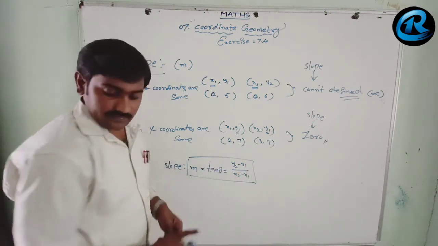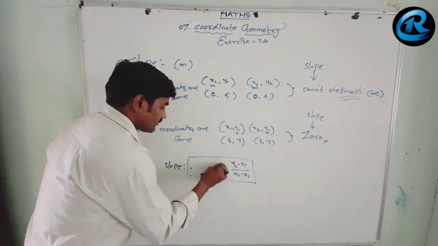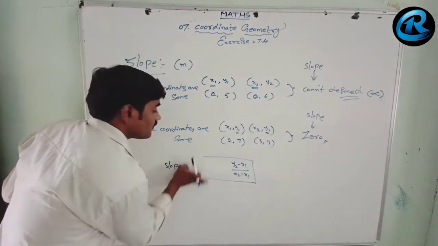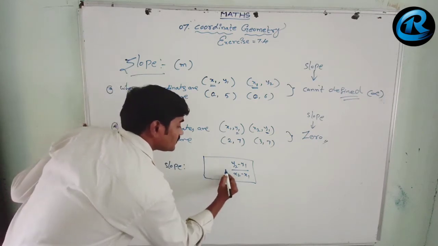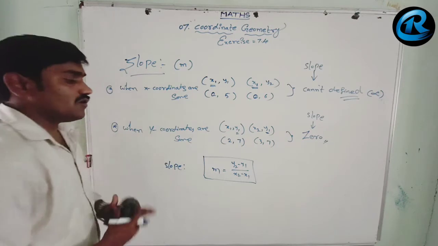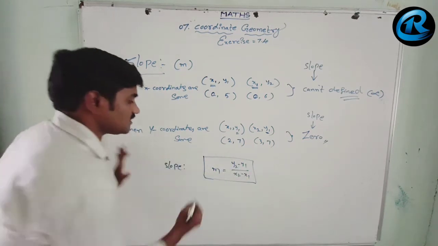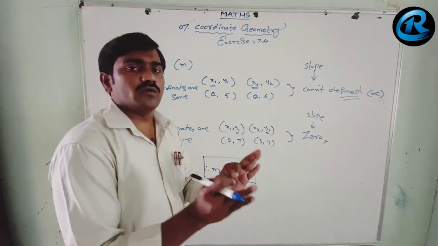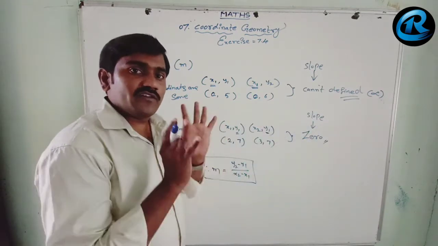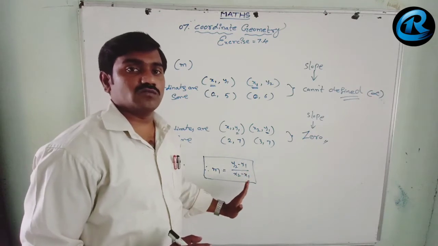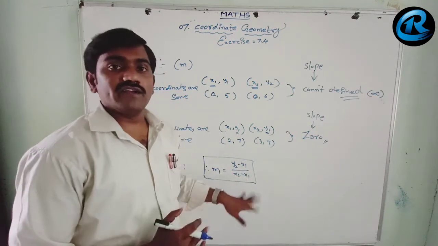Why this tan theta, sir? Don't memorize this, I will tell you there are two situations here. Slope formula is only y2 minus y1 by x2 minus x1. M equal to y2 minus y1 by x2 minus x1. This we use if they ask you to find only the slope. Then we get the slope.